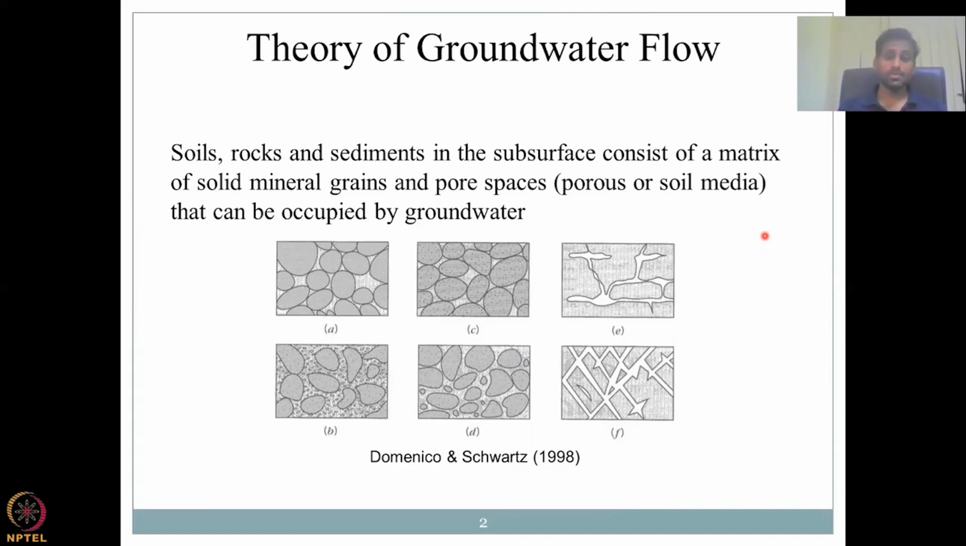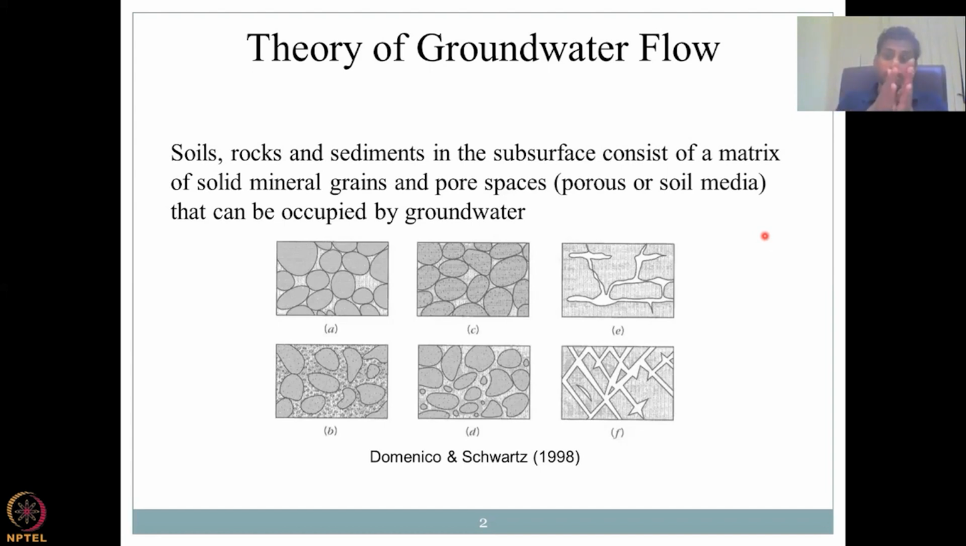So soils, rocks, and sediments all in the subsurface consist of a matrix of solid materials. The solid mineral is what makes the rock or what makes the soil. For example, if you say silt, clay, etc., that is particles of the soil. When we say metamorphic, magmatic rocks, basaltic rocks, those are the rocks that make the material, the soil profile. So the solid mineral grains is very important.